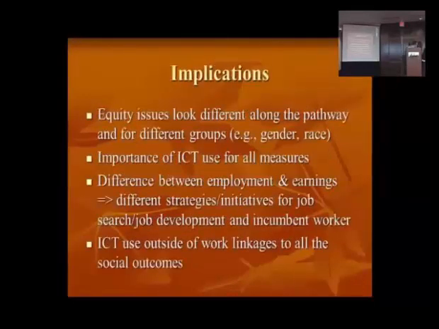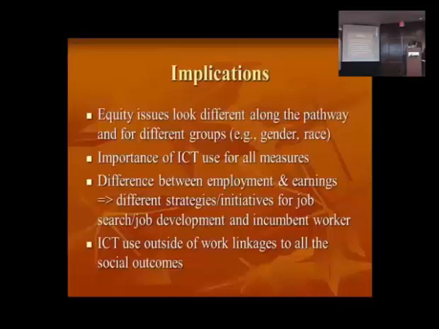So where do I go with this? The equity issues look very different along the digital inclusion pathway, as we saw. There's clear importance for ICT use over and above PSTRE proficiency on all of the measures we looked at. There are differences between employment and earnings that are very suggestive of a need for very different programmatic strategies and models for dealing with the development of incumbent workers and unemployed workers. I didn't get much time to go into that, so I won't say more about that.